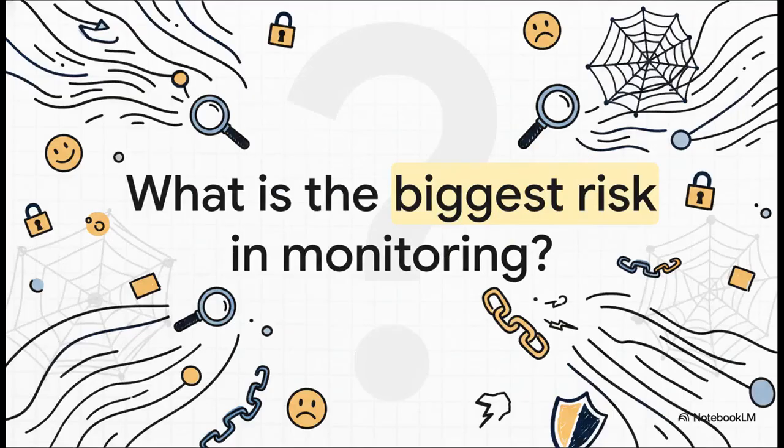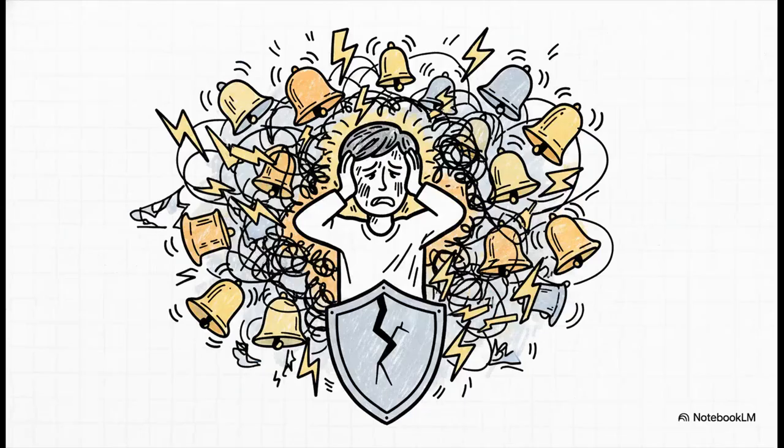That's it. Second question, and this addresses a massive systemic threat to your project. What is the biggest risk in content monitoring? Alert fatigue. Absolutely. It is a silent killer for this kind of operating model. If your system sends out way too much noise, people will simply stop trusting it, and they'll start completely ignoring the alerts.